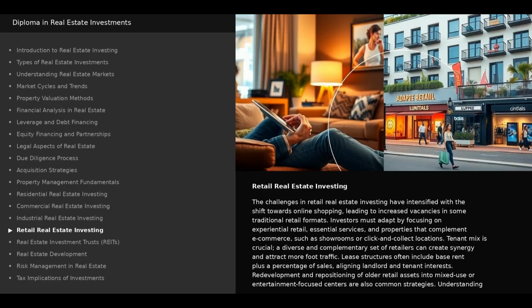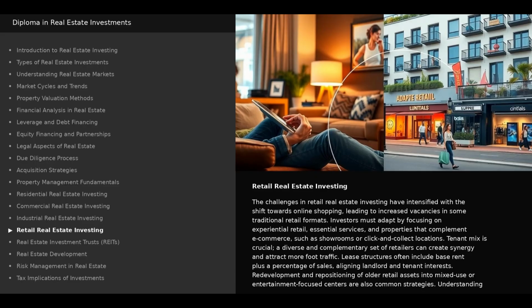The challenges in retail real estate investing have intensified with the shift towards online shopping, leading to increased vacancies in some traditional retail formats. Investors must adapt by focusing on experiential retail, essential services, and properties that complement e-commerce, such as showrooms or click-and-collect locations.